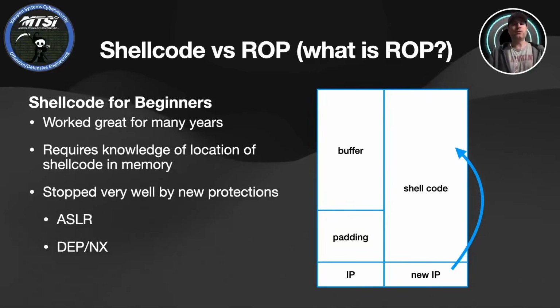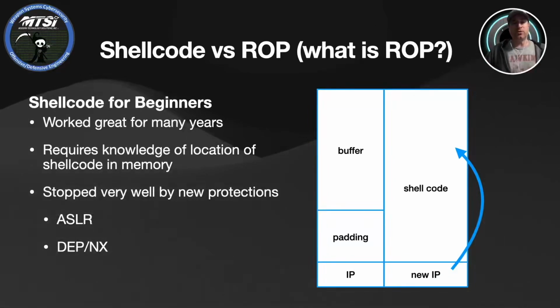You have to know the specific location of your shellcode in memory. And when I say specific, I don't mean down to the precise byte, but generally you have to know a very narrow area of memory where your shellcode resides. If you don't know this, you're not going to be able to get your shellcode to run. You're not going to be able to jump into it.